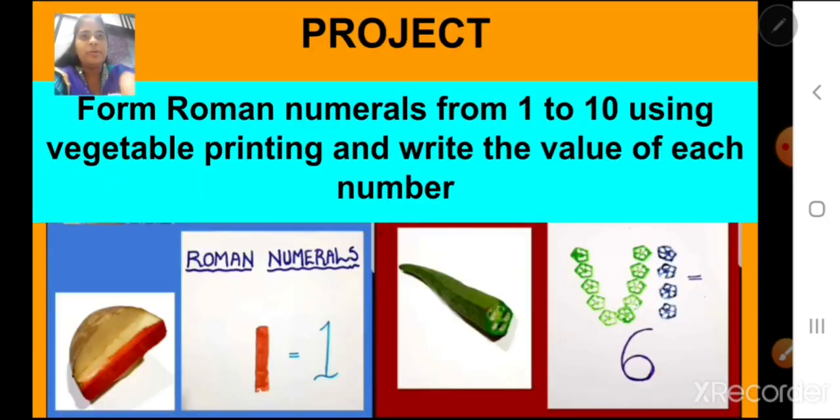Children, now if you remember, I have given you a project in the month of May, okay, to form Roman numerals from 1 to 10 using vegetable printing and write the value of each number, okay? So children, I hope you have done it. It is just a reminder. If you have not done the project, please do it as soon as possible and keep it ready, okay?